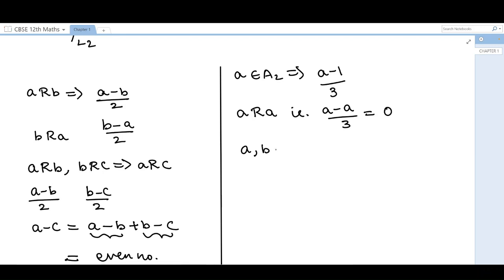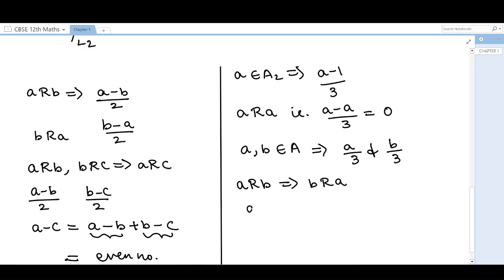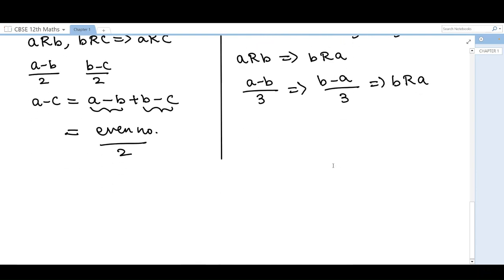Second one, symmetric. If you take two elements from the set, say a and b, such that the two elements are multiples of 3, therefore a is divisible by 3 and b is also divisible by 3. Now we have to verify that a related to b implies b related to a. Since a is related to b, a minus b is divisible by 3. This implies b minus a is also divisible by 3. Thus, we have proved b is related to a. Therefore, the relation R is symmetric.